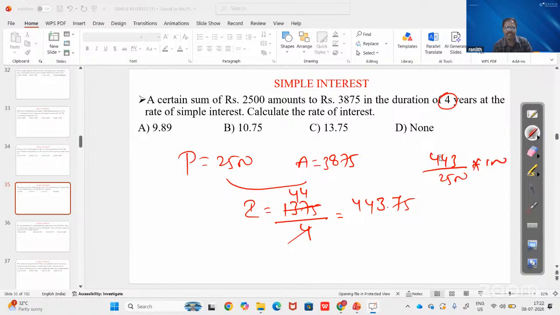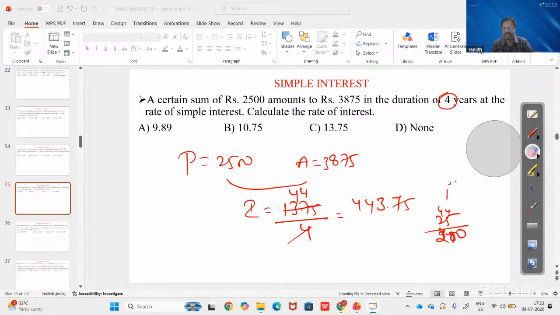So the 0000 is cancelled. In the 25 table, 25 ones are 25. So the remainder, if I subtract 44 minus 25, will be equal to 19. So the rate of interest will be equal to, so almost I am getting, if I take the difference it will be 200, so I can cancel. One second, one second. Yes, 443 only, right? Yes.